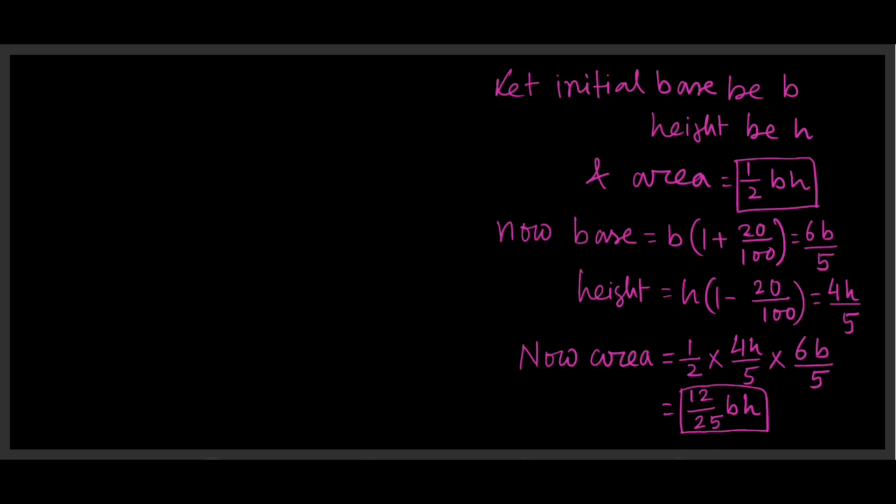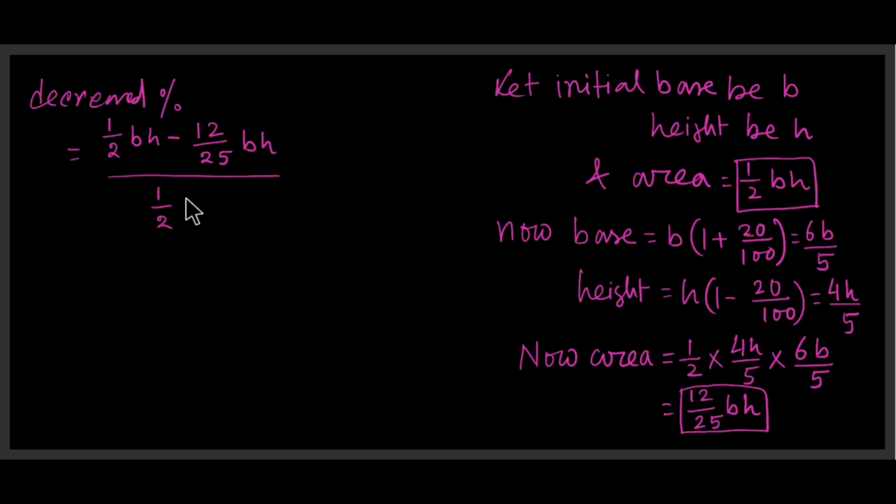So decrease percentage must be 1 by 2 BH minus 12 by 25 BH divided by initial area, that is half into BH into 100. So BH cancels out. From each of the terms we get half minus 12 by 25 by half into 100.